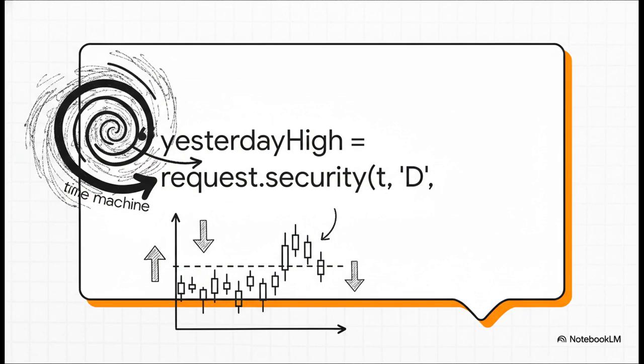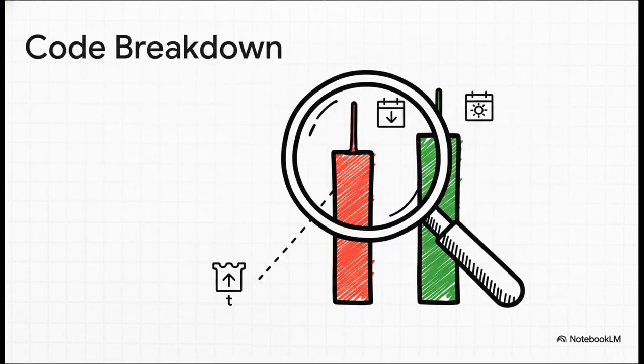And this right here, this is the line of code that does it. This is the script's little time machine. It uses a function called request.security to basically ask TradingView, hey, can you go get me a specific piece of data from the past? Let's break that down, because it looks way more intimidating than it is.